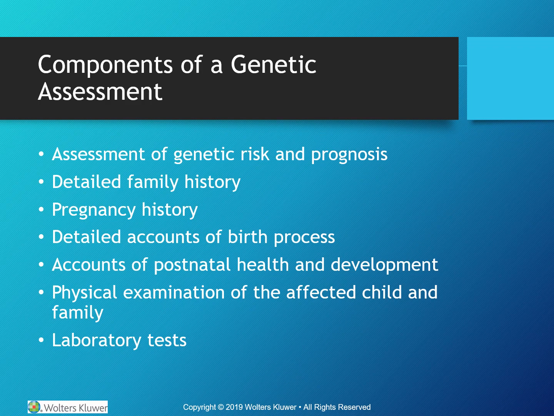Assessment of genetic risk and prognosis usually is directed by a clinical geneticist, often with the aid of labs and other clinical specialists. The assessment will usually include a detailed family history, a pedigree, a pregnancy history, detailed accounts of the birthing process, postnatal health and development, a careful and comprehensive physical examination, and laboratory tests, which would include chromosomal analysis and biochemical studies.